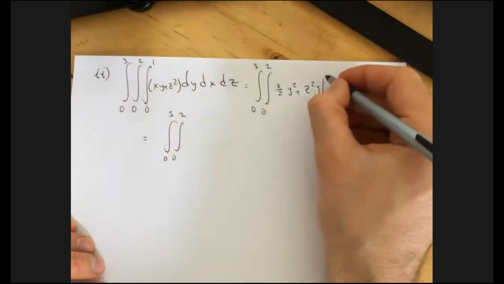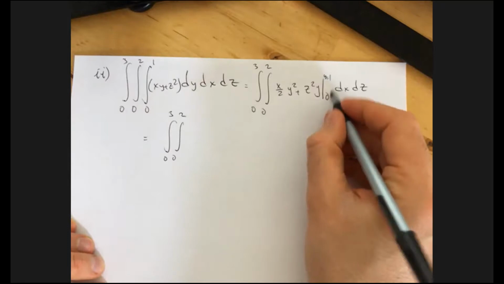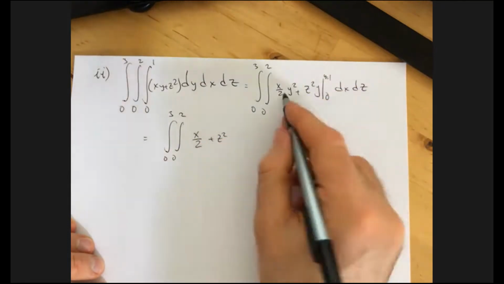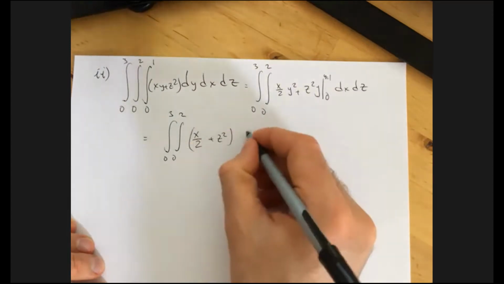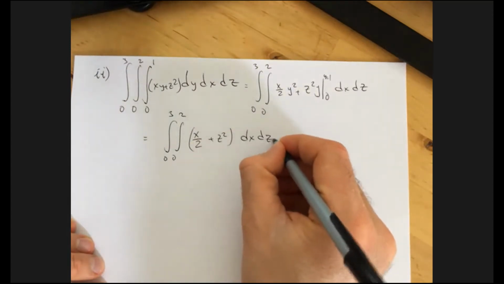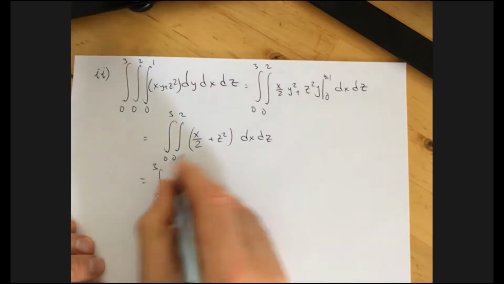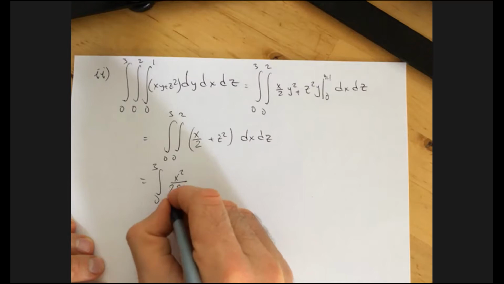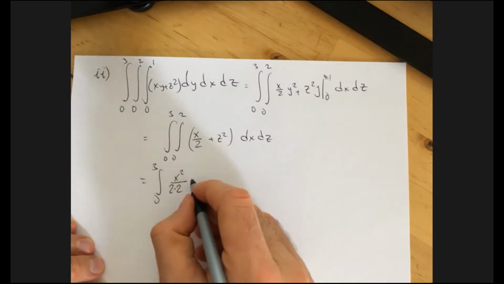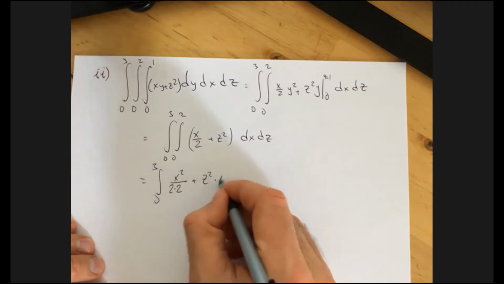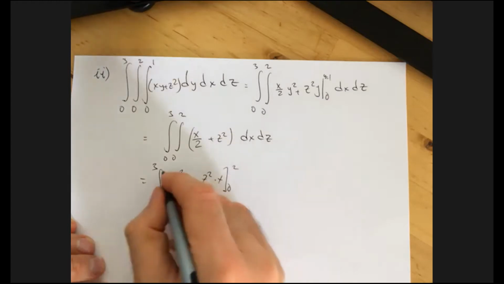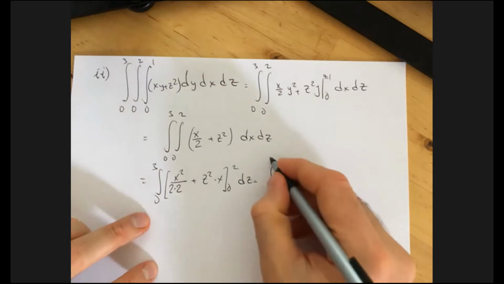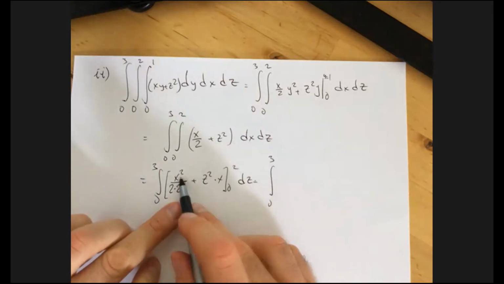Now I'm about, this is y, right? So when y is 1, I just have x over 2 plus z squared, and then you plug in 0, everything becomes 0. Now I integrate with respect to x. That's x squared over 2 times 2, plus z squared times x, evaluated from 0 to 2, dz. That's the integral from, plug in here, 2.